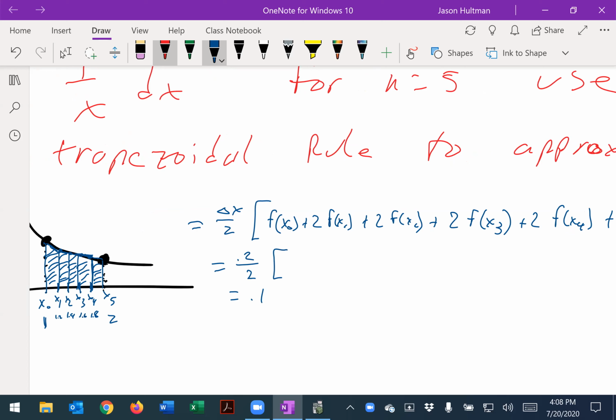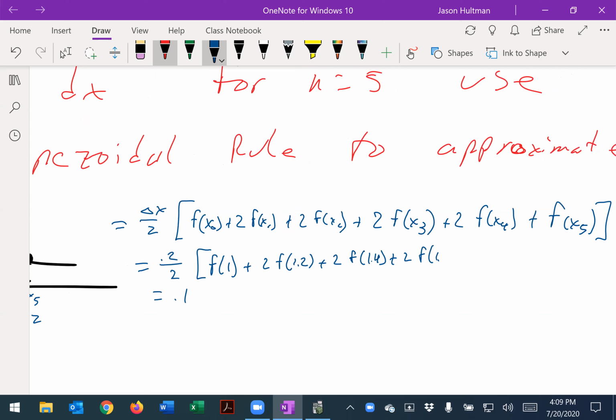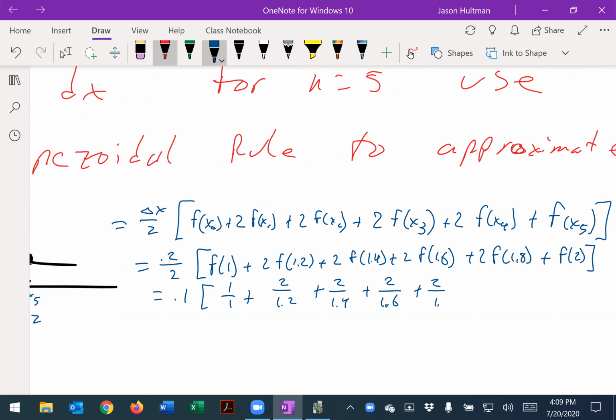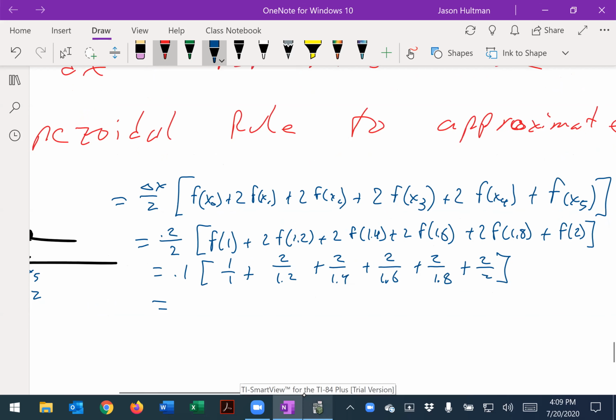Well, what's f of x sub 0? That's going to be f of 1. f of 1 plus 2 times f of 1.2 plus 2 of f of 1.4 plus 2 of f of 1.6 plus 2 of f of 1.8 plus f of 2.0. So this is going to be 1 over 1 plus 2 over 1.2 plus 2 over 1.4 plus 2 over 1.6 plus 2 over 1.8 plus 2 over 2. If you plug all of that into a calculator, you'll get an approximate answer.